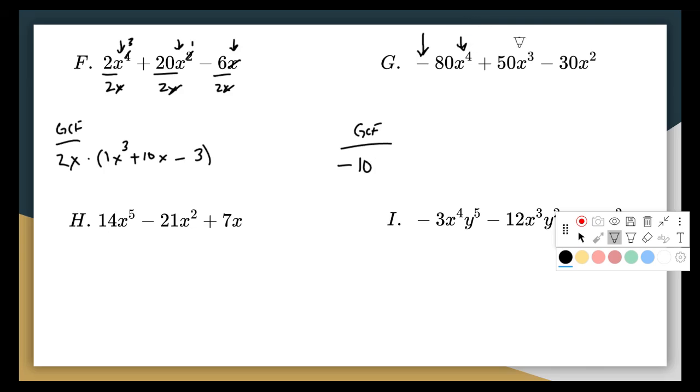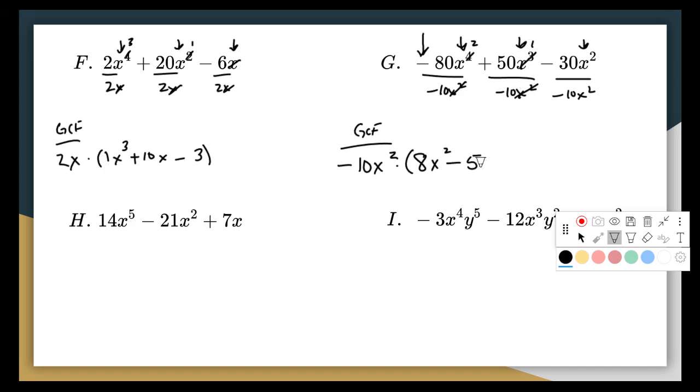4 powers of x, 3 powers of x, 2 powers of x. I could take 2 powers and put them outside. So now I'm going to divide all these by negative 10x squared. Here we go. Negative 80 divided by negative 10 is 8. 4 powers of x over 2 powers of x. 2 are remaining. 50 over negative 10 is negative 5. 3 powers of x over 2 powers of x.